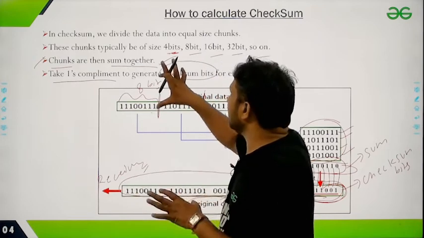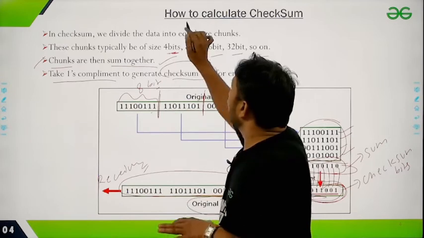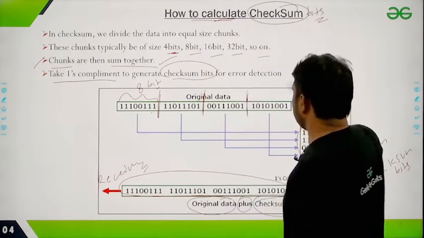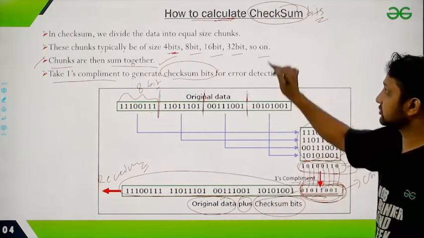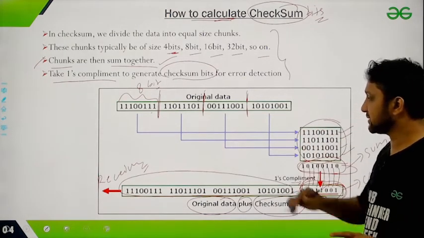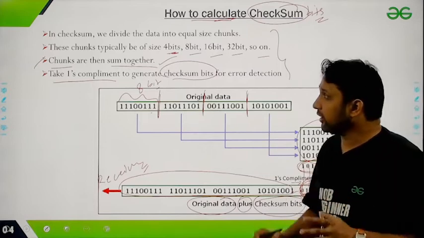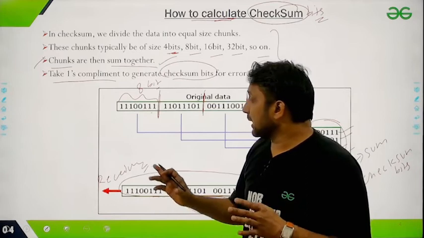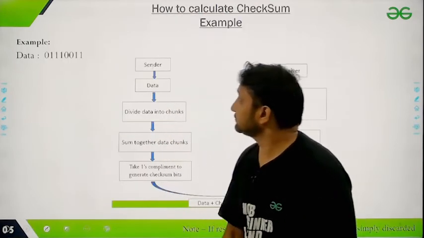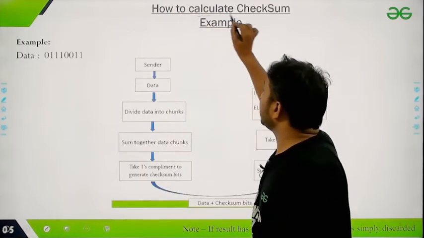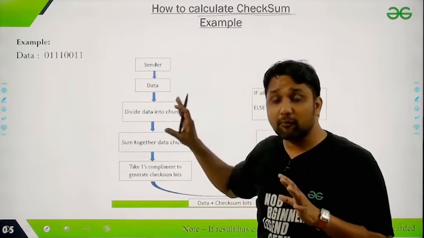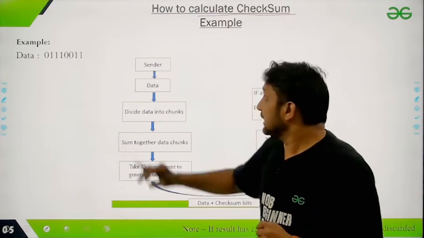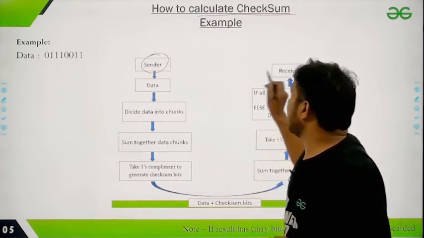Okay, here we find out that we calculated the checksum bits. So this is the procedure to calculate the checksum bits. Don't worry, we will perform the same procedure again with the next example. With this example, we will again calculate the checksum. We will see the complete procedure of how the checksum algorithm works at both sides, at the sender side and at the receiver side.